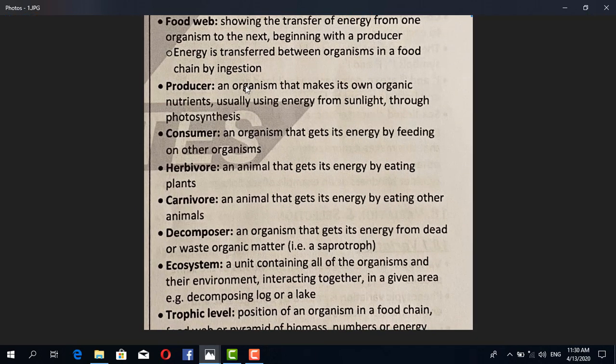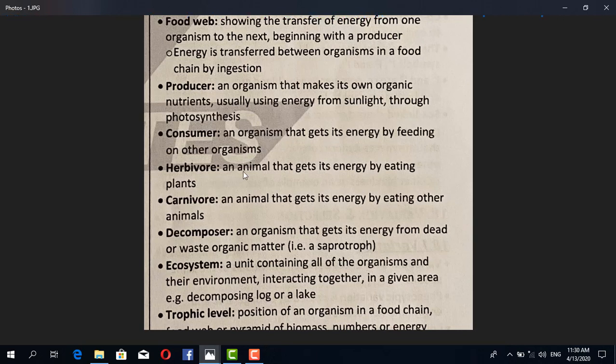The producer is always an organism that makes its own organic nutrients, usually using energy from sunlight through photosynthesis, and this is what we said before, because mainly they are plants, and plants make their own food by photosynthesis, using the sunlight, of course. And the consumer is the organism that gets its energy by feeding on other organisms. Could be animals, other microorganisms, so practically only the plants are producers.